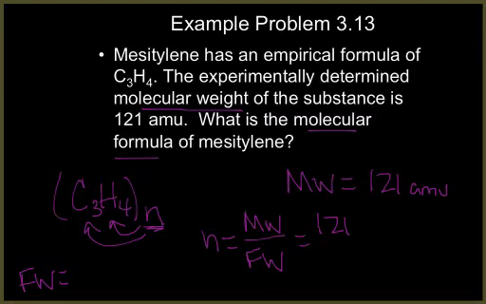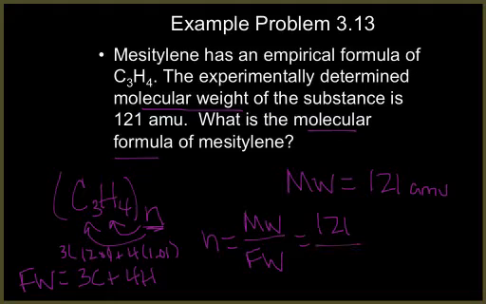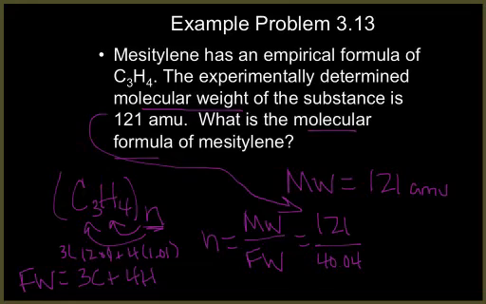So for this one, we're going to take 3 carbons plus 4 hydrogens. So 3 carbons at 12.01 each plus 4 times 1.01. All I'm doing is adding up the empirical formula's weight. That gives me 40.04. Okay, so molecular weight, again, was given in the problem. Formula weight, I had to go back to my empirical formula and add those masses up.